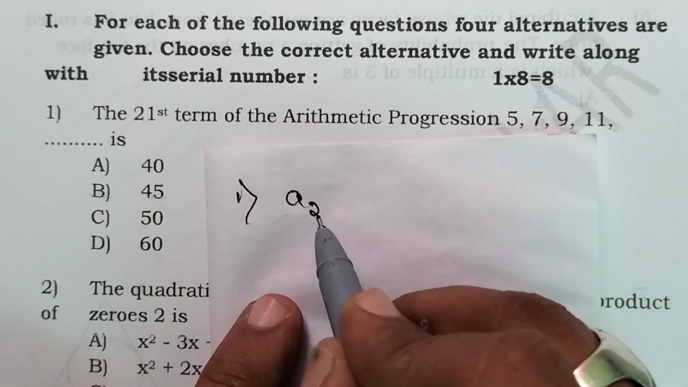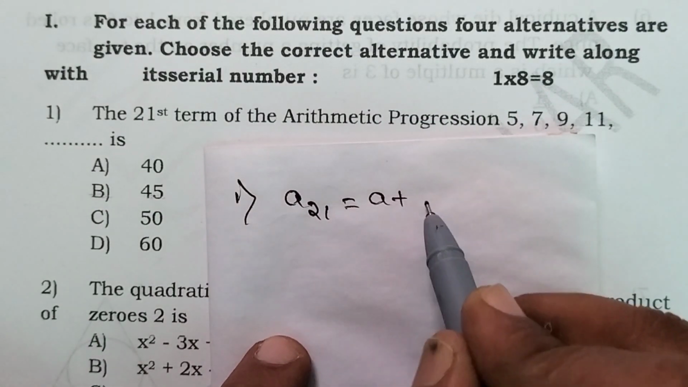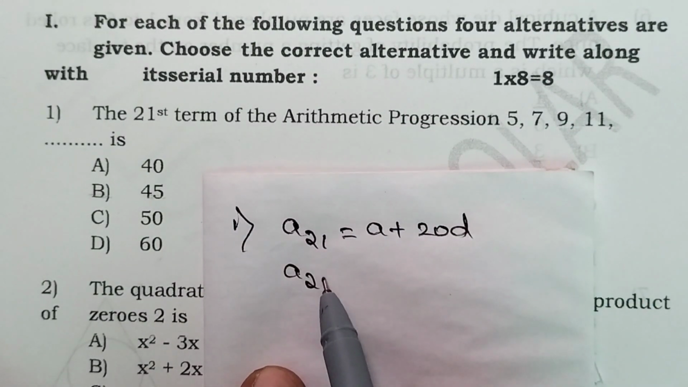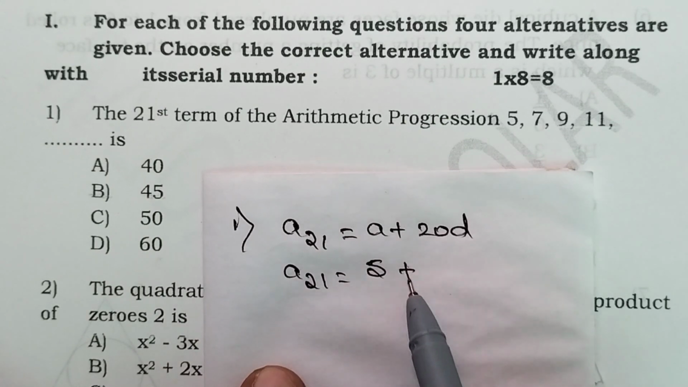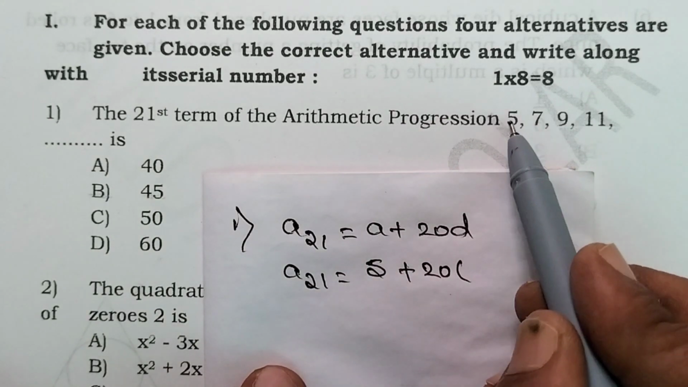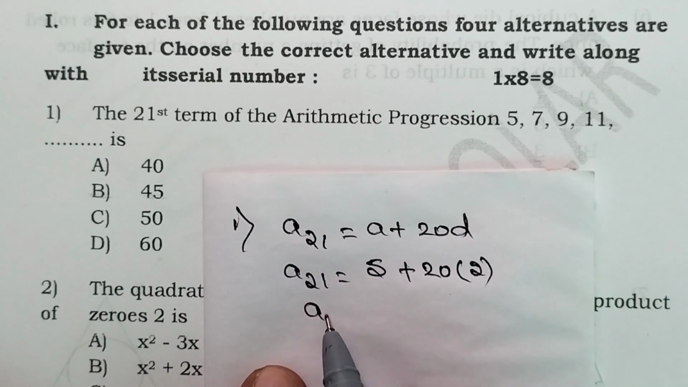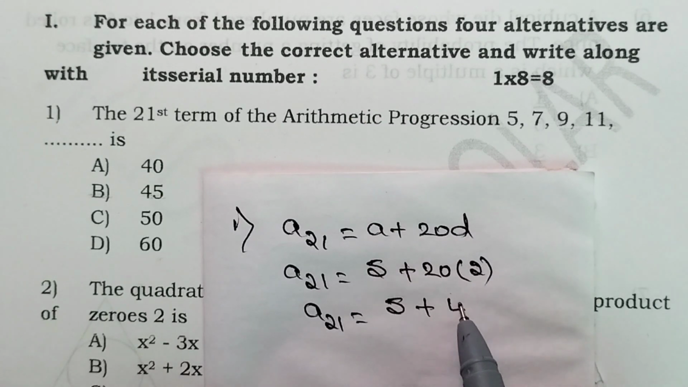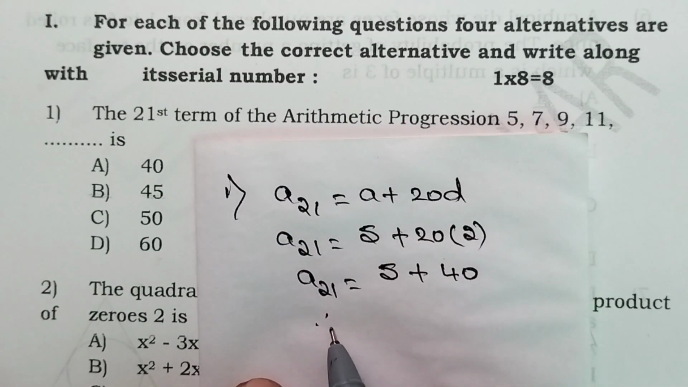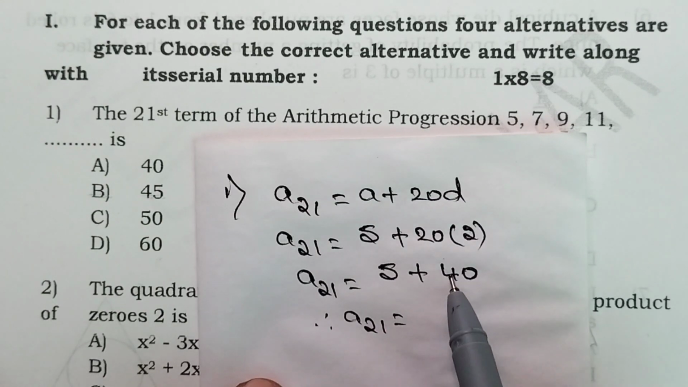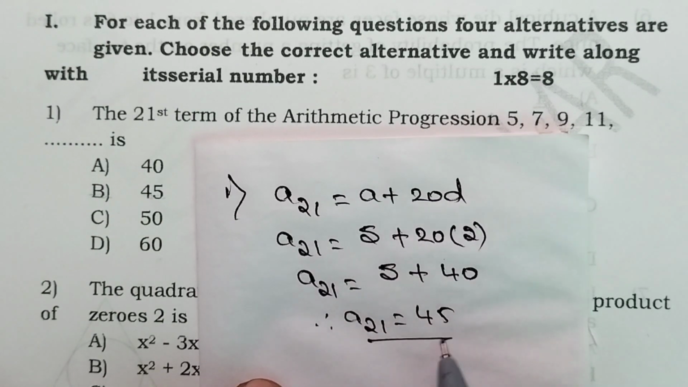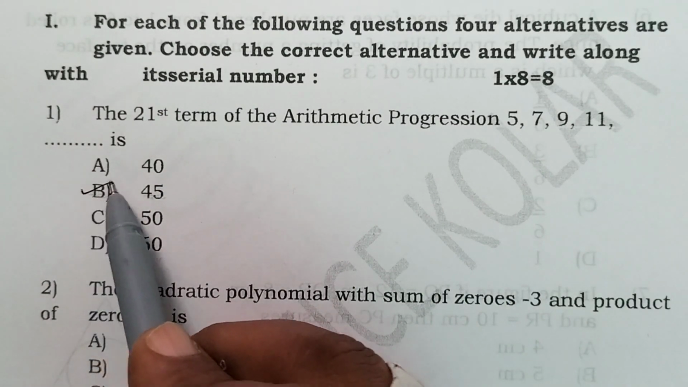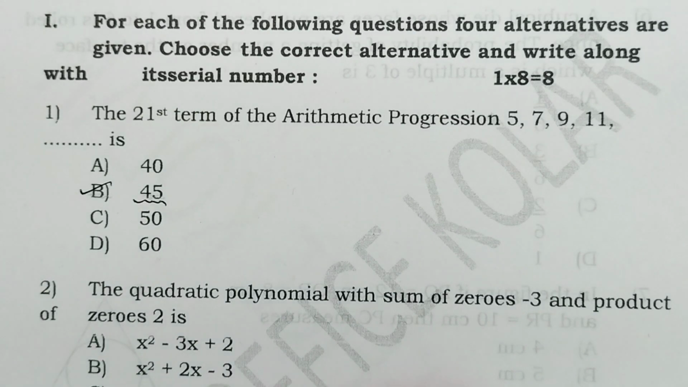So A21 can be written as a plus 20d. Now here the first term is 5. A21 is equal to a, which is 5, plus 20 into 7 minus 5, which is 2. So the common difference is 2. A21 is equal to 5 plus 20 times 2, which is 40. Therefore, A21 is equal to 40 plus 5, which is 45. So for the first question, the correct option is option B, 45.